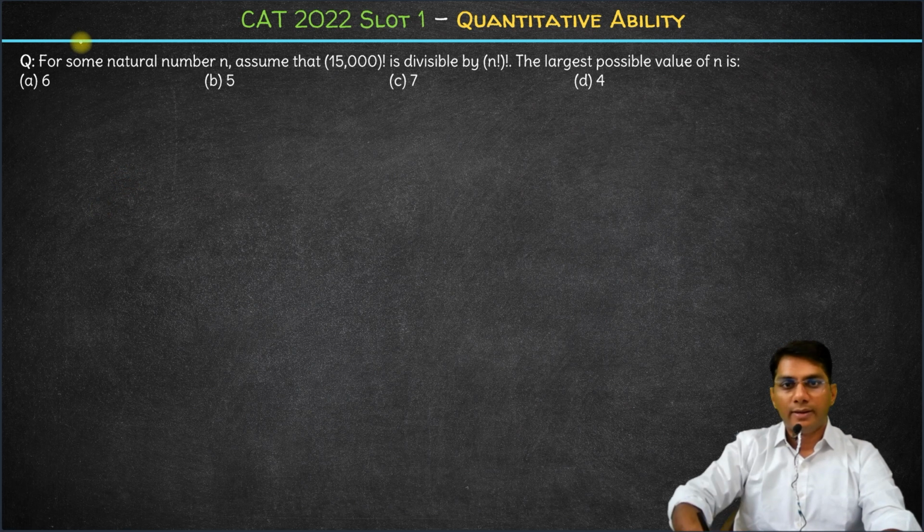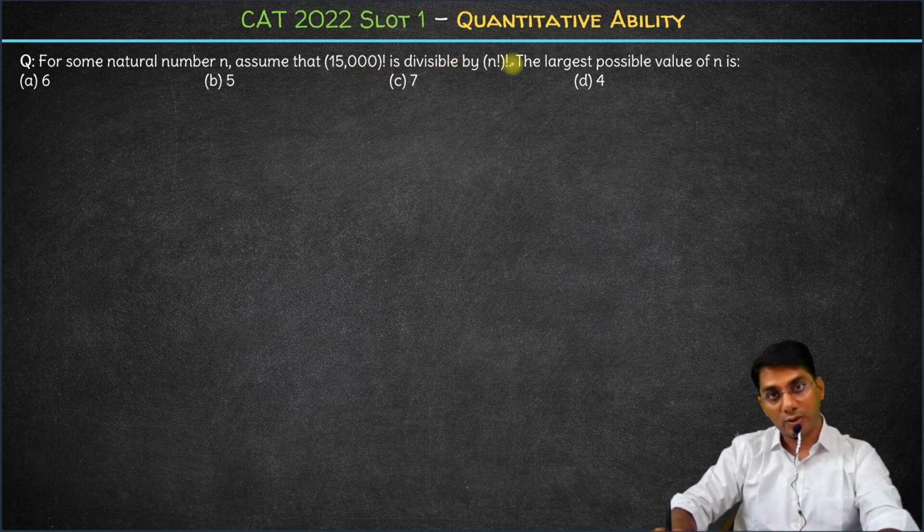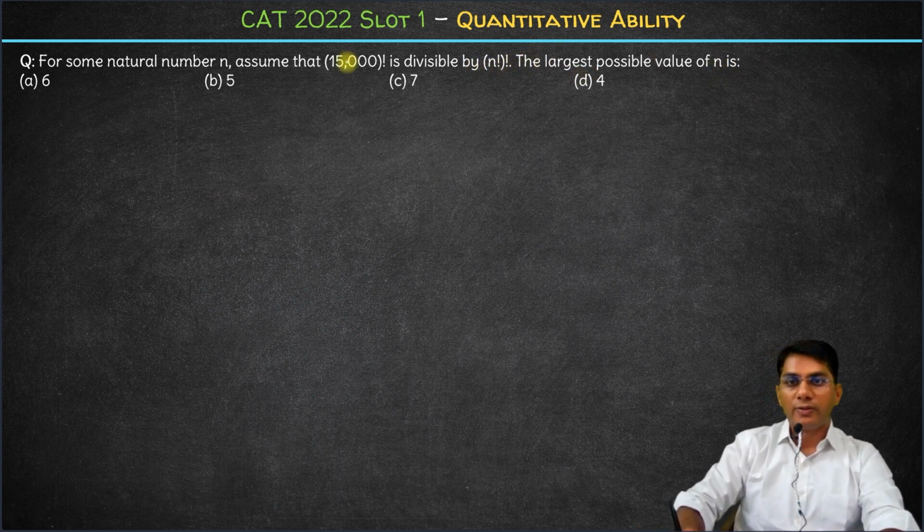Hi. Here we have to figure out, for some natural number n, assume that 15,000 factorial is completely divisible by n factorial's factorial. So what is the largest possible value of n? So we have this divided by n factorial's factorial.